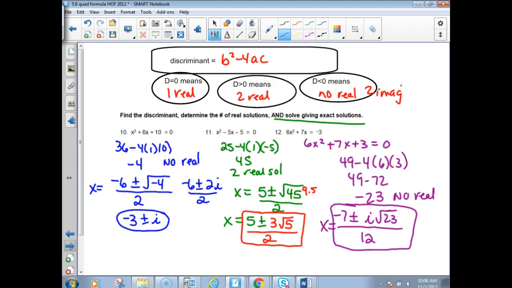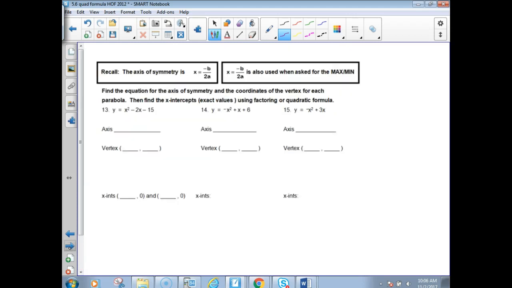Now the rest of the part on the back of 22b, another thing to keep remembering, is that your axis of symmetry is found by doing the opposite of b over 2a. Sounds like something in the formula, doesn't it? It's everything but the discriminant. It's the beginning of the formula. But anyway, that finds the x value of the vertex, and it also will be used when you want to find the maximum or minimum.